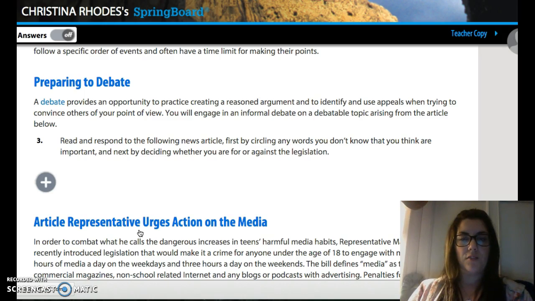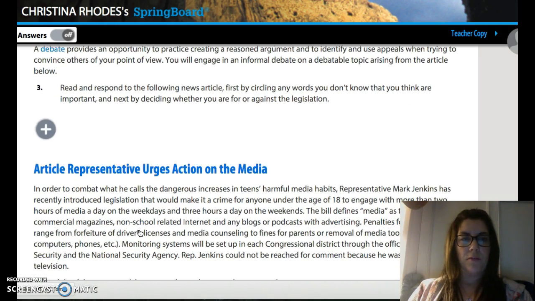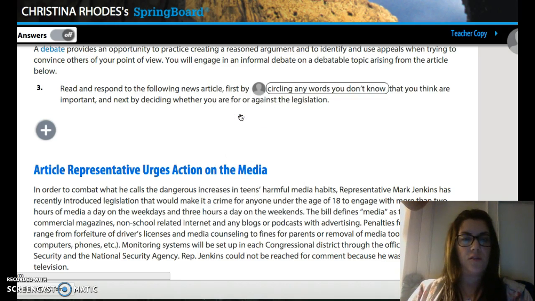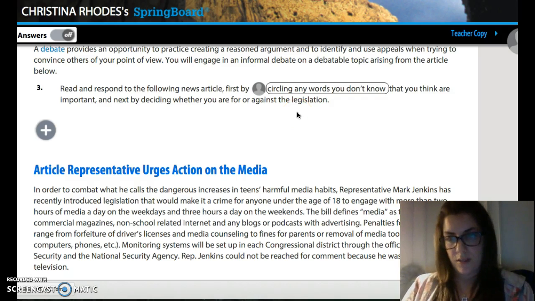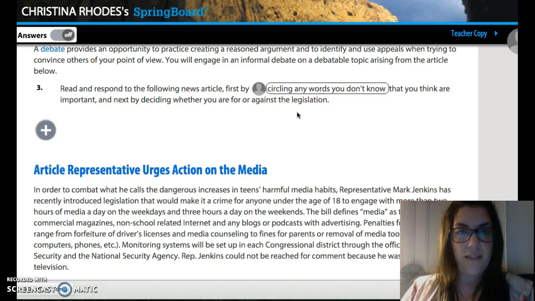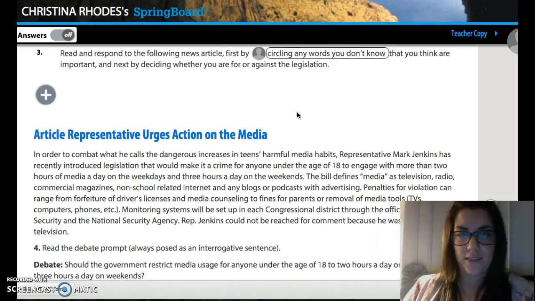You will engage in an informal debate on a debatable topic arising from the article below. So number 3 says, read and respond to the following news article. First, by circling any words you don't know. So I'm going to circle that. Please circle this with me. You're going to circle any words that you don't know that you think are important. And next, by deciding whether you are for or against the legislation. So once you circle the words, you're going to look them up, either using your iPhone or a computer in the back. And then you're going to decide whether you're for or against this legislation.